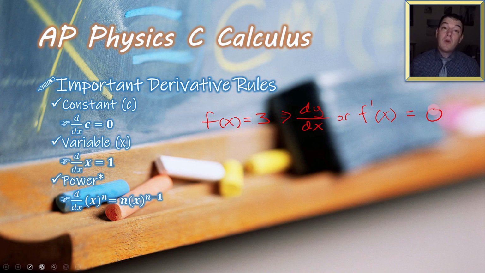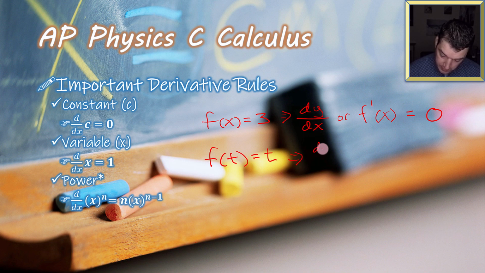Let's apply the variable rule using a variable other than x or y. Let's have the function of t being equal to t. In that case, we're finding the derivative of the output, y, in terms of t. And in this case, f prime of t is going to end up equaling 1, because t is simply a variable, some input.